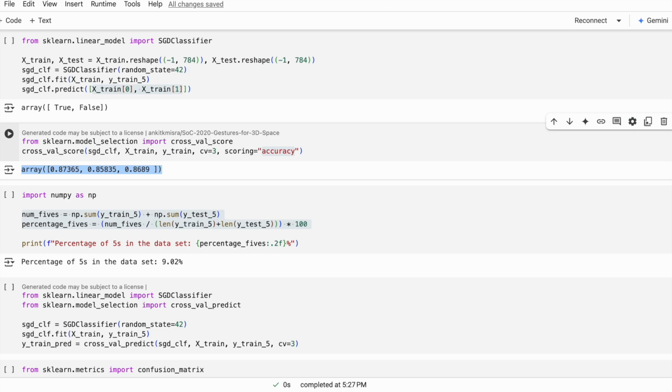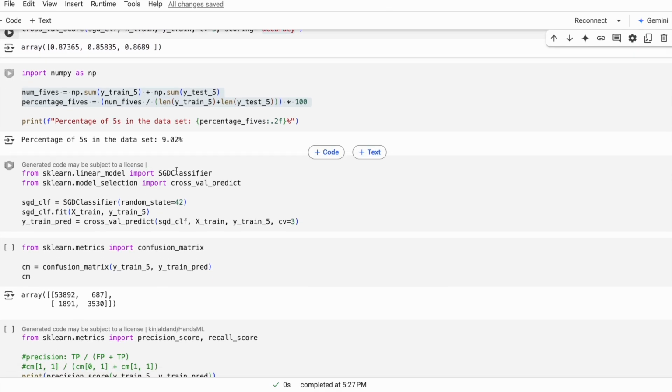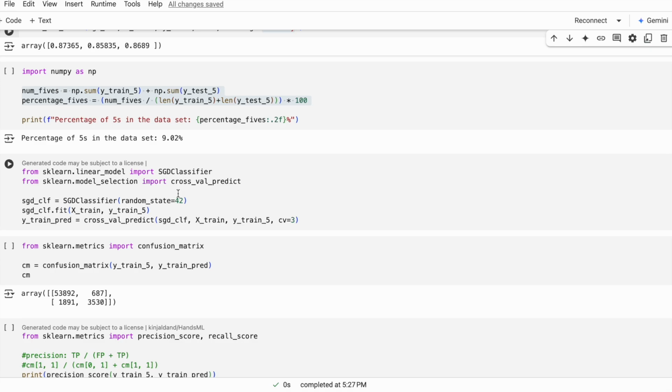Here is where the confusion matrix comes into play. The main idea of the confusion matrix is to figure out how many times the model misclassifies things. Essentially, we want to find out how many times our model classifies actual 5s as false, and how many times it classifies actual non-5s as true.